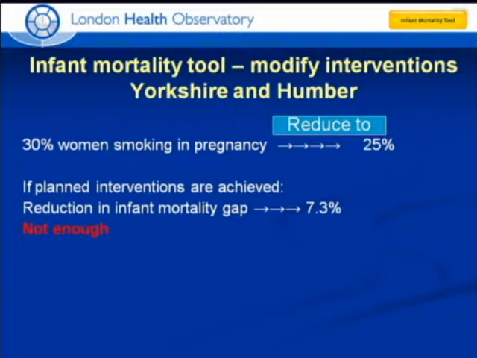So you can do the same thing with this tool. So this is Yorkshire, an example of Yorkshire and the Humber region. At the moment, 30% of women are smoking in pregnancy. You can decide what you want to reduce that to. So in this case, 25%. And the tool demonstrates what would be the reduction of the gap in infant mortality if you reduce smoking in pregnancy to 25%. And in this case, the reduction in the gap would be 7.3%, which is not enough to achieve the target.